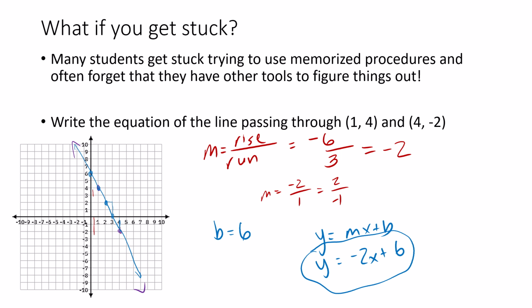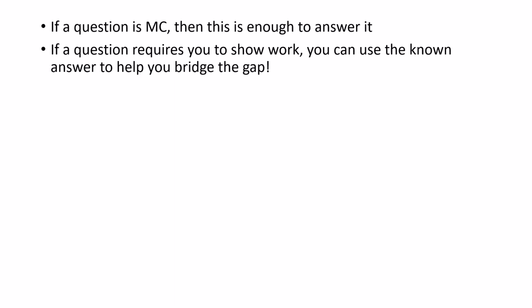Basically, I've reverted over to using the graph to do it instead of using the algebra. Okay, and there's absolutely nothing wrong with this. This is not cheating. You're just using a different tool to figure it out. So if a question is a multiple choice question, then that's enough to answer it, okay? The multiple choice question might tell you to do it a certain way, but at the end of the day, you're just going to bubble off A, B, C, D, E, whatever. So that was all you need to do.